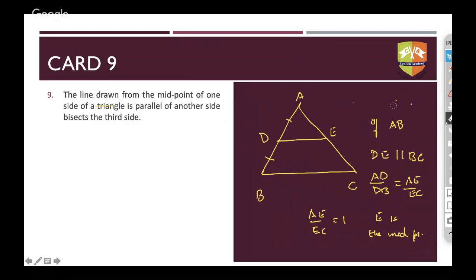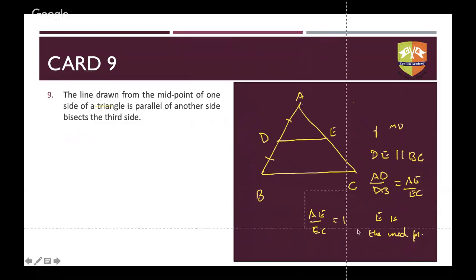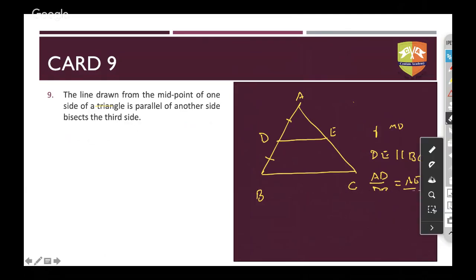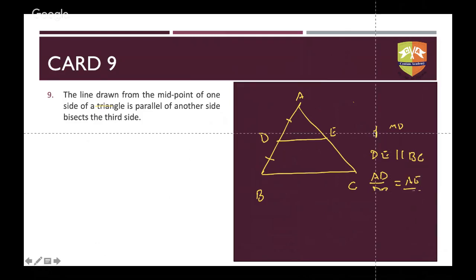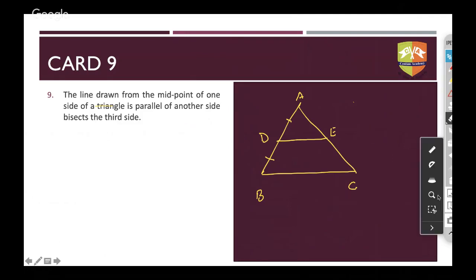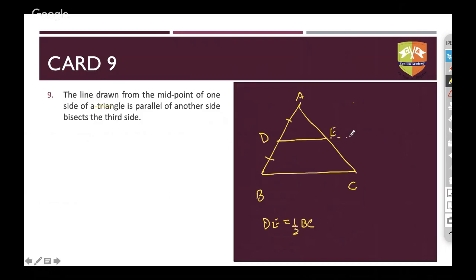Let me just clear the surface a little bit. The next part says that, once E is the midpoint, DE is half of BC, right? And if you remember, I'll give you the hint how it was done.